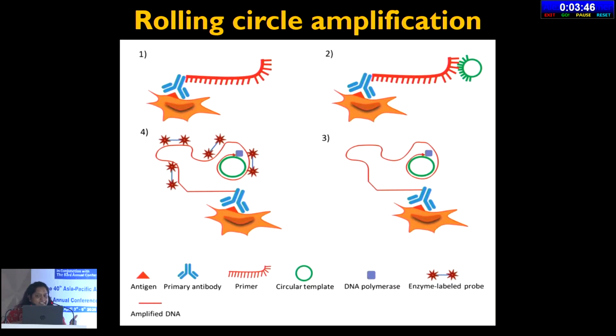Rolling circle amplification was primarily used as a PCR method, but later it was developed as a technique for antibody detection, where they use a DNA primer and create a circular template which is bound to an enzyme-labeled probe, and that detects the antigen.